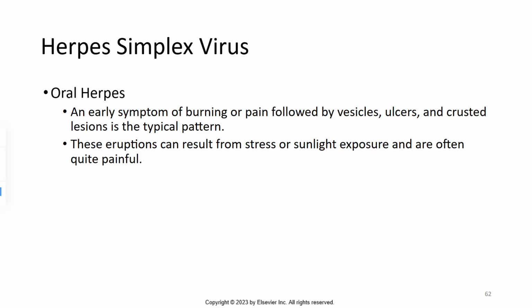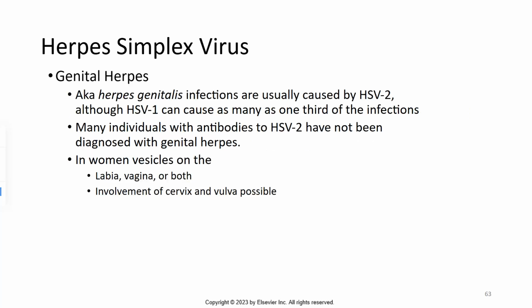An early symptom of burning or pain followed by the vesicle, ulcer and crusted lesions is the typical pattern. These eruptions can result from stress or sunlight and are often quite painful. Someone that goes in for oral surgery, or I've heard of people that have teeth removed and then all of a sudden they get a massive outbreak of oral herpes in their mouth. So that's stress in the area that can cause a huge outbreak.